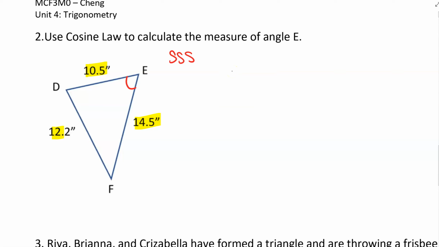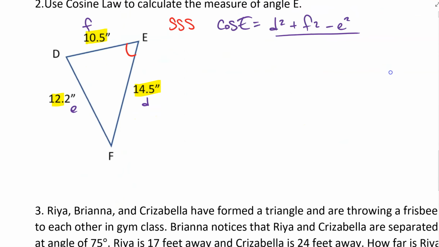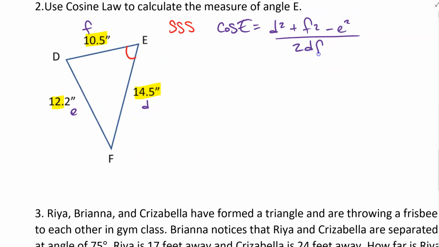If you look at the cosine law for an angle, you're going to write cos of E is equal to, and let's just be very clear. Let's label out this triangle. This is E right here. This is side F, and this is side D. So what we're going to write is the other sides we're not talking about, which is the D squared, and we also have the F squared, and we also have to subtract the E squared, all divided by, let's just double check with our formula, 2DF. There we go.